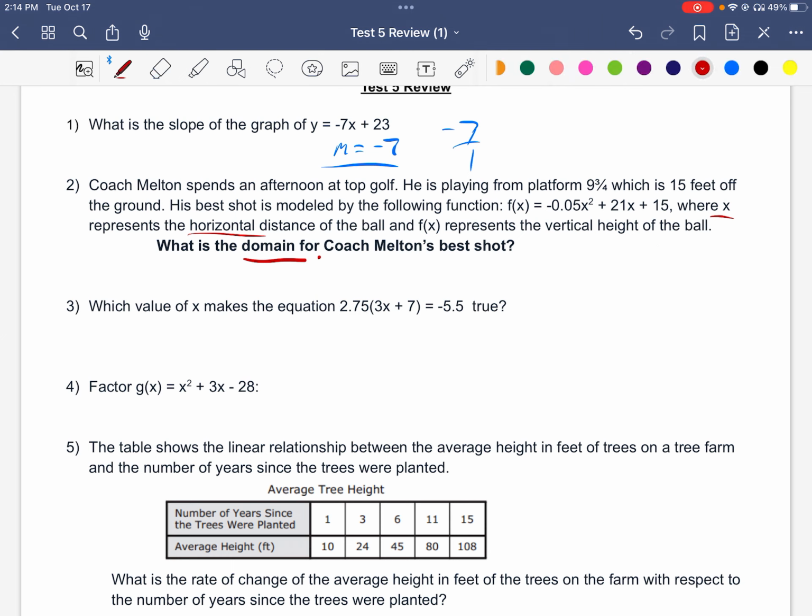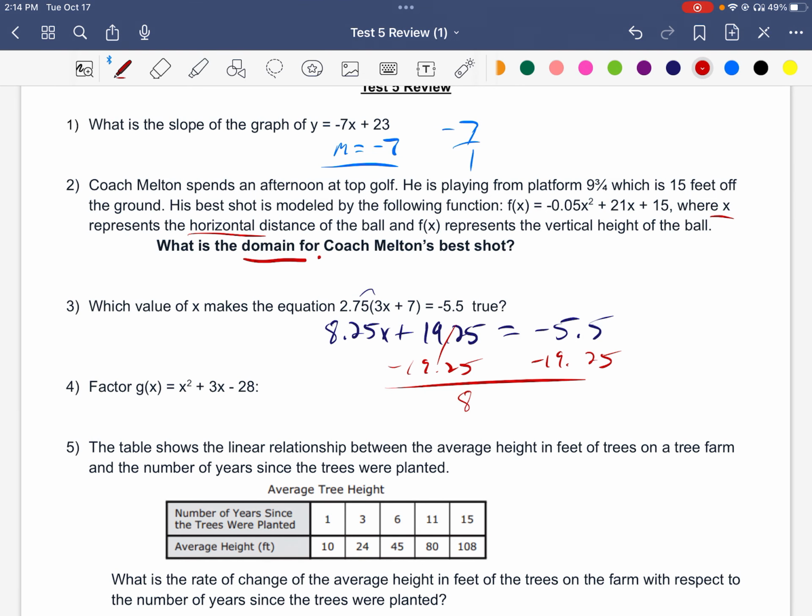So what I'm going to do is distribute that 2.75. And I'm going to get 8.25x plus 7 times 2.75 is 19.25. Now I'm going to isolate the x, so I'm going to do minus 19.25. So negative 5.5 minus 19.25 should be negative 24.75. Yep.